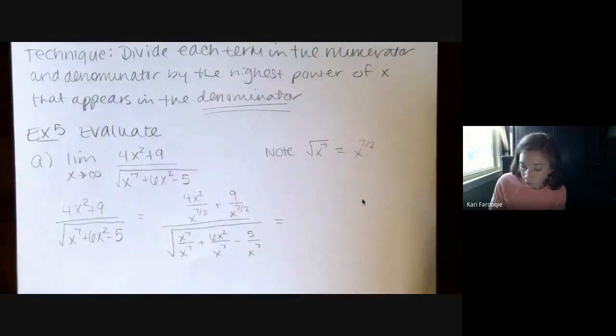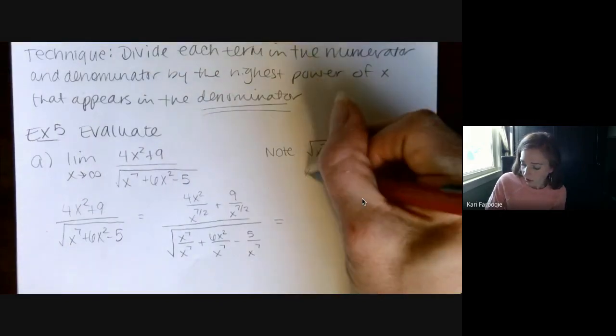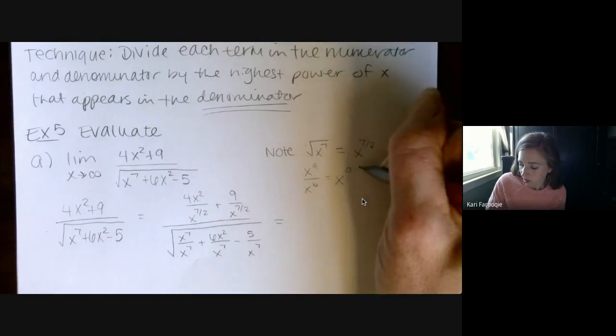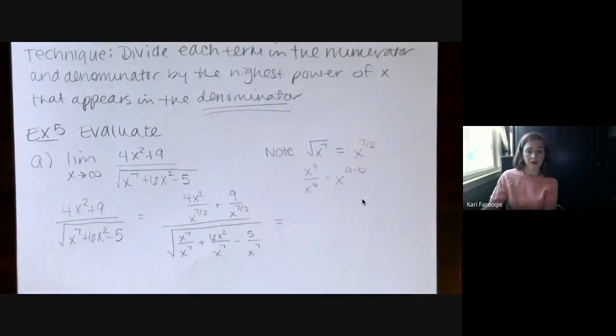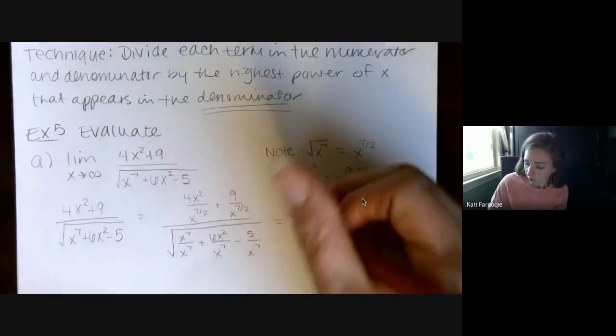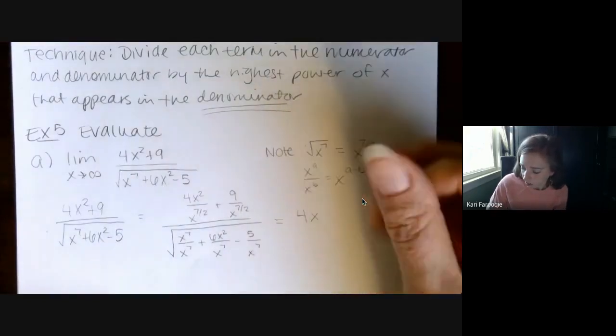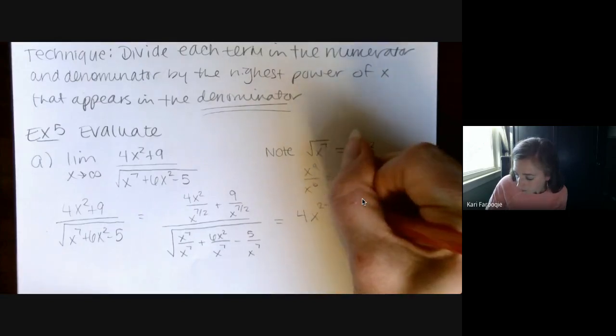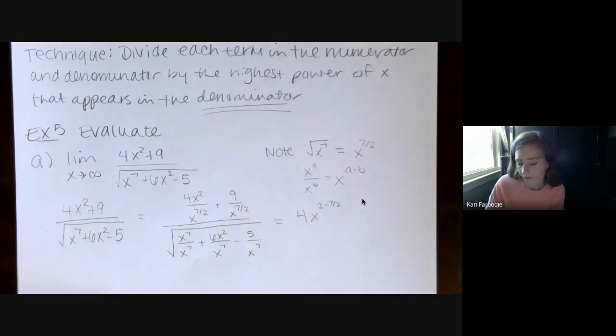Remember, we have this algebra rule that says that x to the a over x to the b is equal to x to the a minus b. We're going to use that here. So this is a property of exponents. I'm going to have 4 times x to the 2 minus 7/2. I'm going to just write this in pieces here.